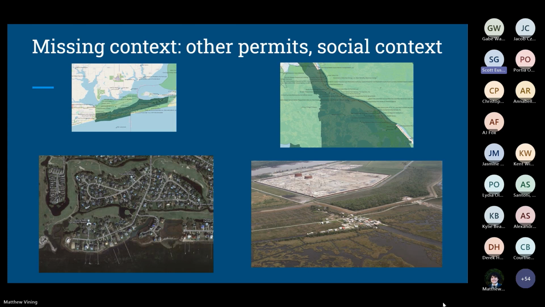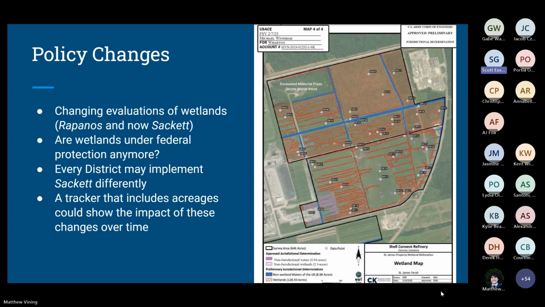Also, our tracker, if you go to the next slide, because it's tracking the acreages of these applications and not just the number, it can give us some insight, we hope, into the changing policies around what wetlands are protected and which are not. This is what's called a jurisdictional determination.